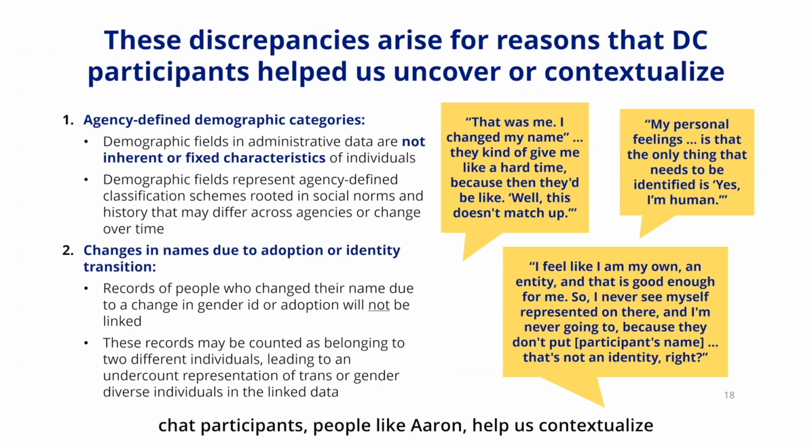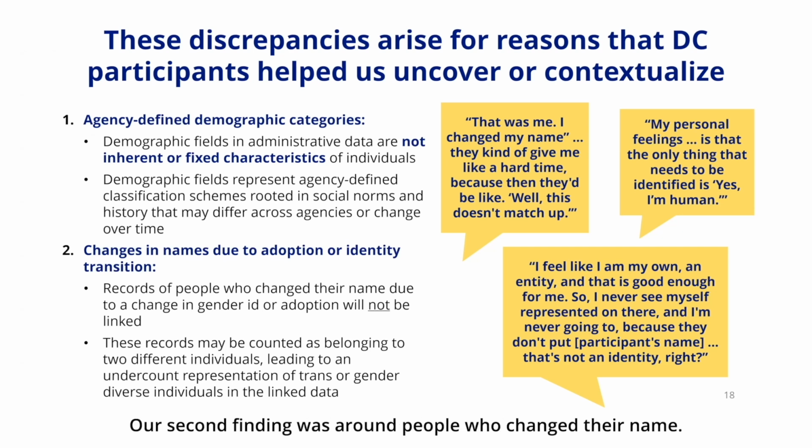Our data chat participants, people like Aaron, help us contextualize why we might see these mismatches and what to do about it. Our first finding was around agency-defined demographic categories. Agencies like homeless shelters, schools, and SNAP have their own options for how a person can identify themselves. We see that these options are not fixed either, meaning that within the same agency, these options may change over time. This is because agency-defined classifications are rooted in social norms and largely reflect the society in which they are being defined.